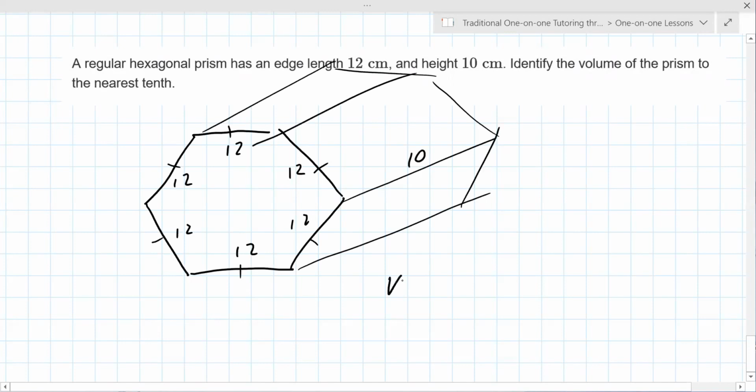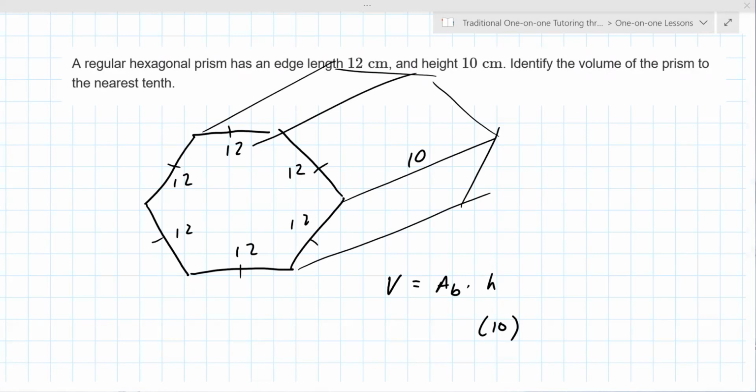So the volume is the area of the base times the height. The height in this case is 10. $3,741 is my final answer. Good, excellent. All right, so the next one we do not need the calculator for.